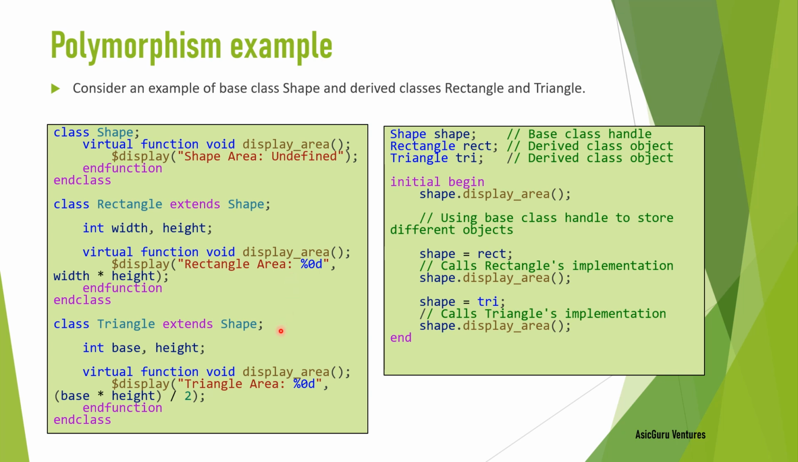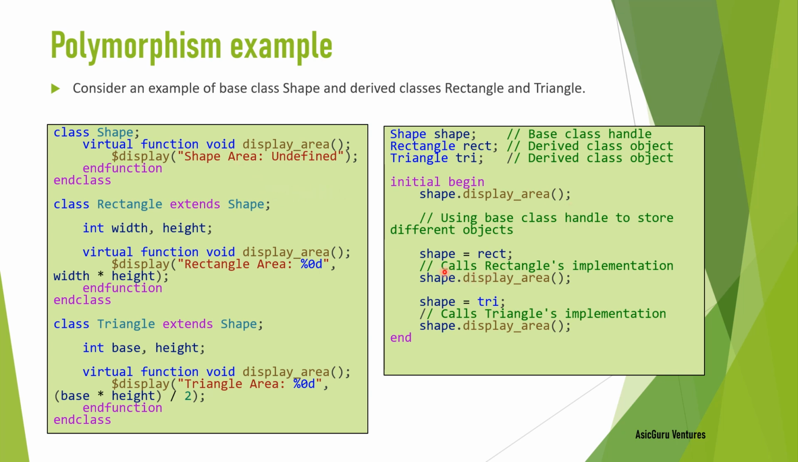We are again deriving a class triangle from the base class shape and it is also overriding the method display area. On the right hand side, we are declaring a base class handle and the derived class handles. Now initially in the initial block, we call shape.display area. So it would call the display area function from the shape class, that is this one.